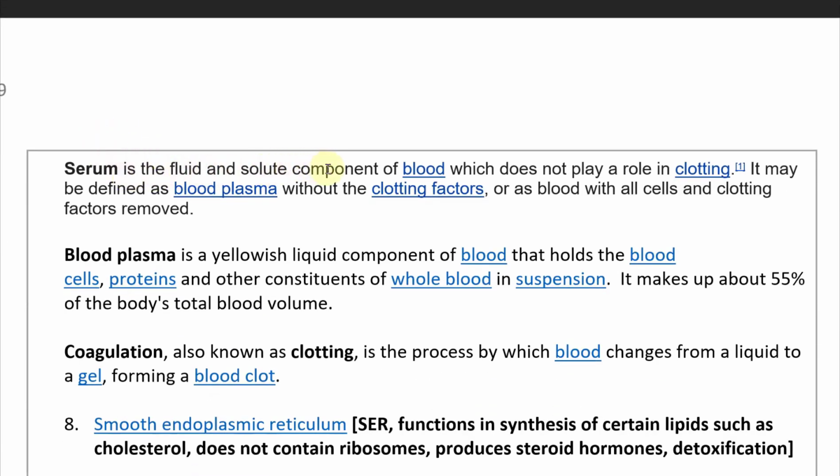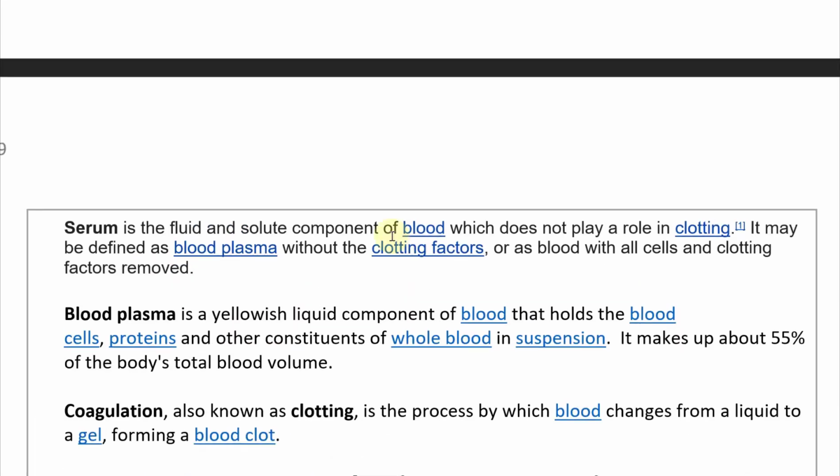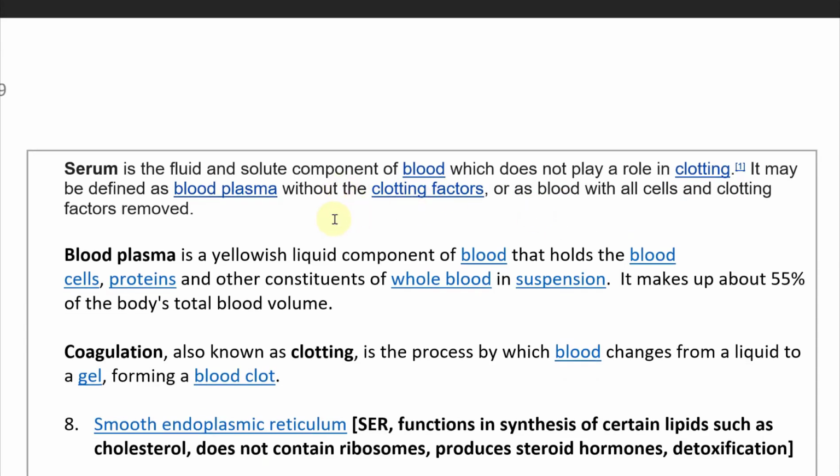Serum is the fluid and solute component of blood which does not play a role in clotting. It may be defined as blood plasma without the clotting factors, or as blood with all cells and clotting factors removed. And blood plasma is the yellowish liquid component of blood that holds the blood cells, proteins, and other constituents of whole blood in suspension. It makes up about 55% of the body's total blood volume. So basically serum is just blood excluding all the clotting factors.